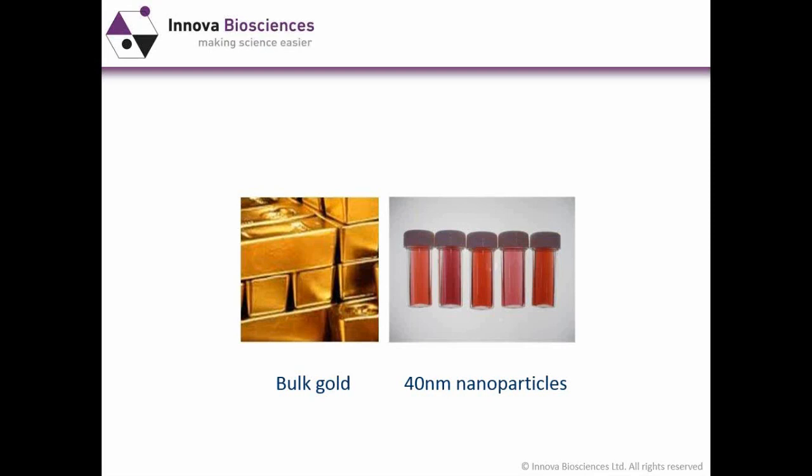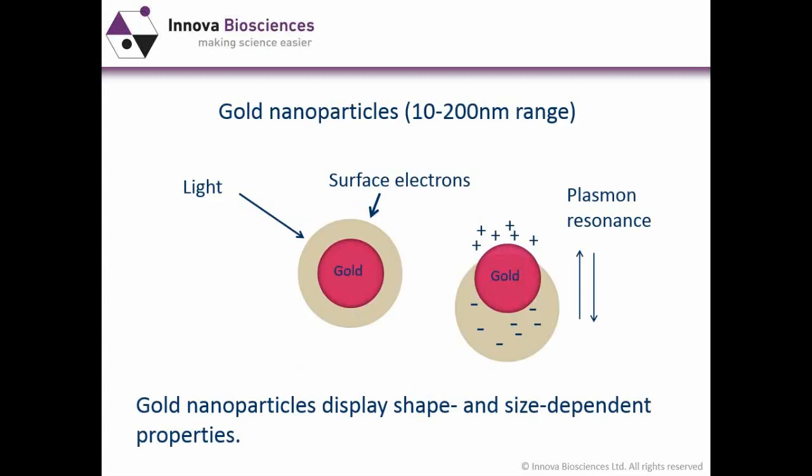Okay, the reason is that gold nanoparticles can absorb certain wavelengths from white light. This is why you usually see a red color. And the energy from the light causes the surface electrons to oscillate, creating net positive and net negative charge. This phenomenon is called plasmon resonance. It explains the color, and it also results in an electric field because you have these positive and negative charges. This explains many of the useful properties of gold nanoparticles.